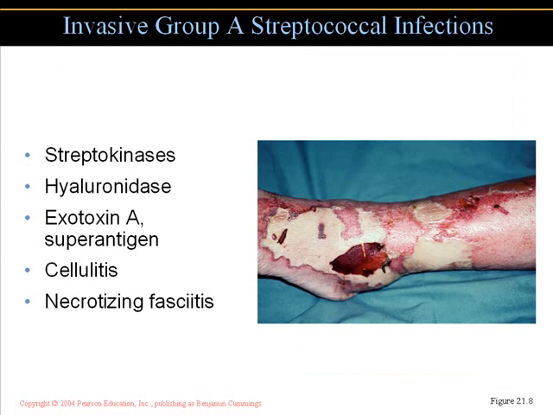Again, some of the enzymes that are secreted by these organisms that lead to its virulence factor include streptokinases, hyaluronidases, exotoxins, which secrete into the system, are a form of a superantigen where it stimulates the immune system to add to the tissue damage. Deeper strep infections into tissue layers are referred to as cellulitis, and even deeper infections which enter into the fascial planes of tissue is referred to as necrotizing fasciitis, as demonstrated in the photograph here.